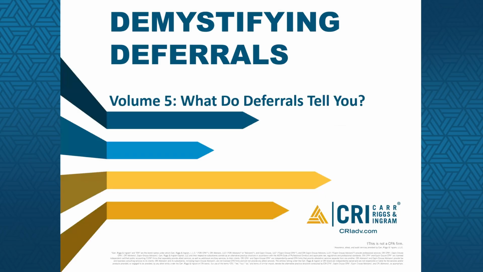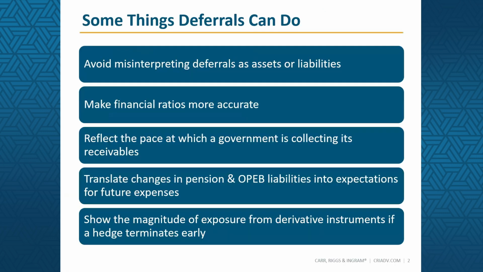This is the last of 5 brief videos about deferred inflows of resources and deferred outflows of resources. We've talked so far about what deferrals are, where they came from, and what they do, particularly with respect to pensions and other post-employment benefits, or OPEB. Let's turn our attention now to what the information about deferrals means and what it tells us about a government's financial health. We're going to focus on 5 of the things that deferrals information is valuable for, though there are many other uses beyond these.